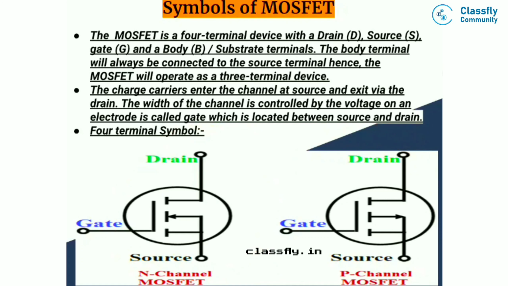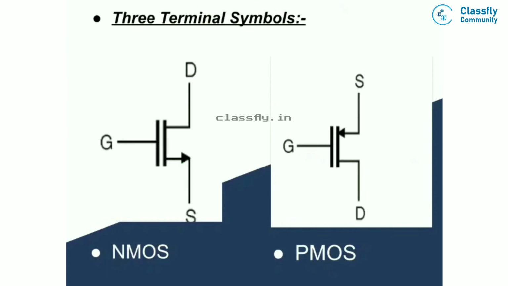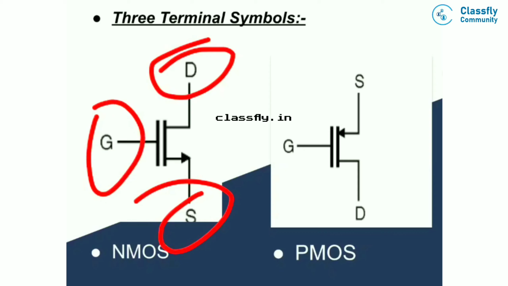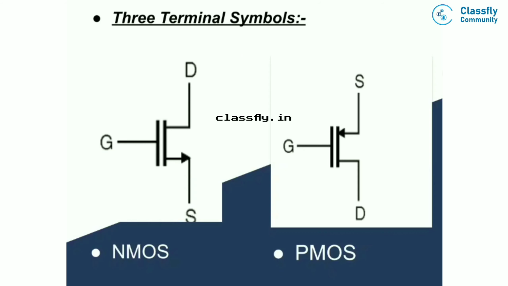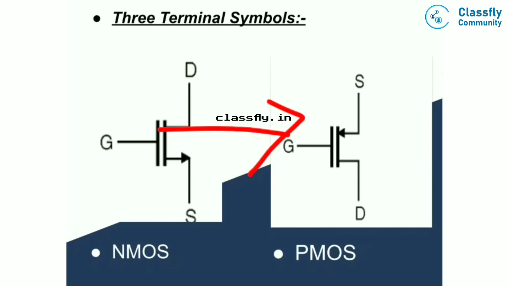Now let's move on to the 3 terminal symbol. A 3 terminal symbol is nothing, we just neglect our substrate here. Similarly for the N MOSFET, there will be a drain, a source and a gate, right? And here the opposite will happen. That means here the arrow will be coming out.